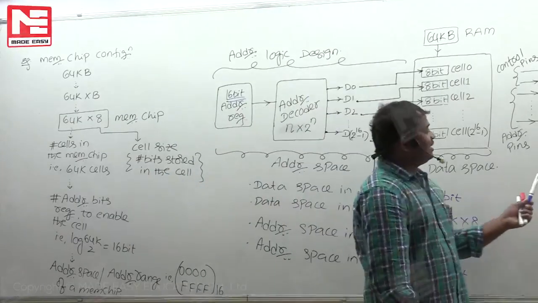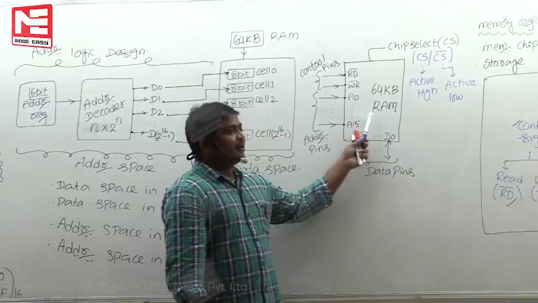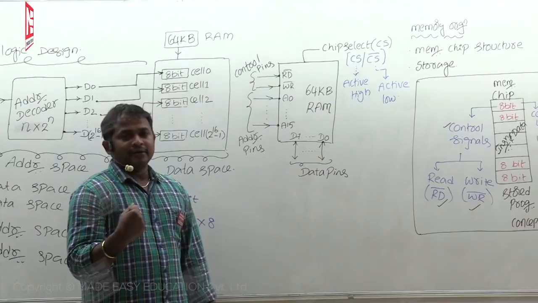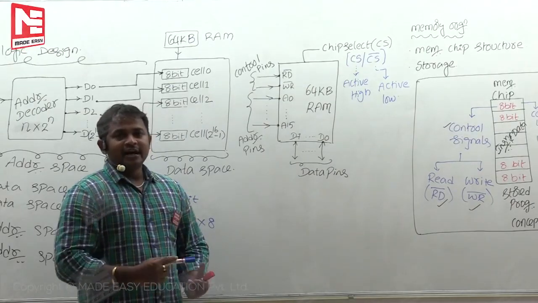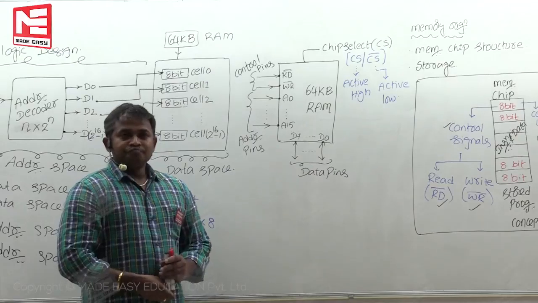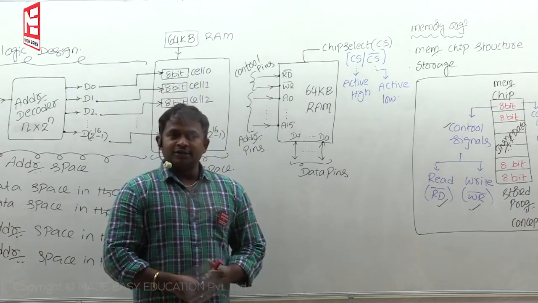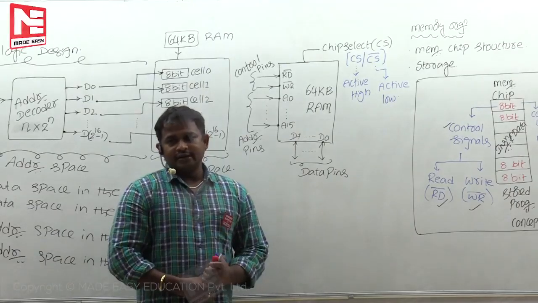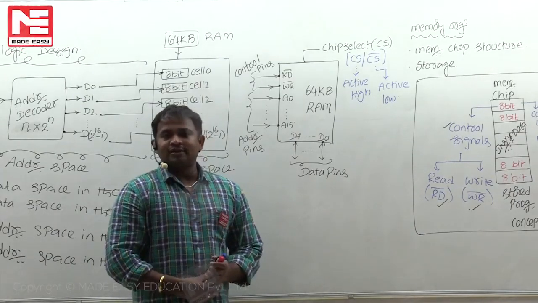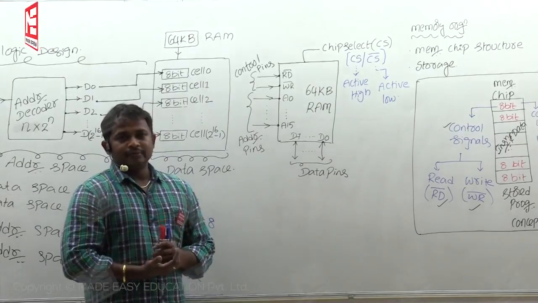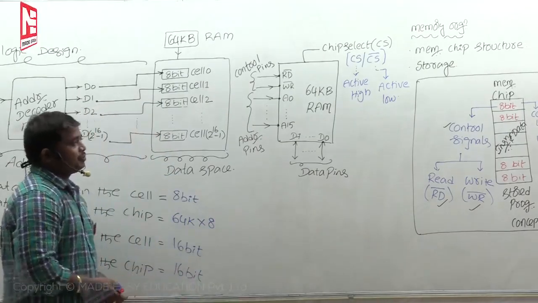Now, this is the IC design. 64 KB RAM contain control pin, address pin, data pin. Okay, chip select pin is designed either with active low or active high. So, active low pin is enabled when the input is 0, active high pin is enabled when the input is 1. Correct? So, based on the chip select logic, we can enable the corresponding chip. Okay, so copy the information.